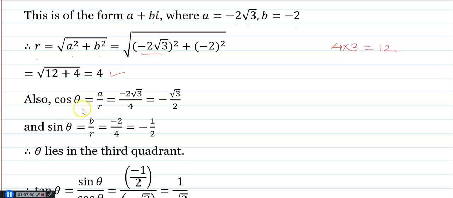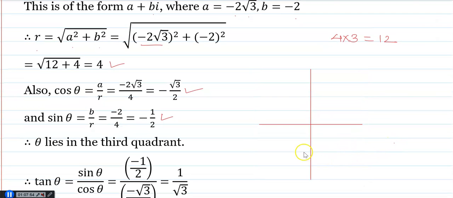Cos theta is a upon r, minus 2 root 3 by 4. You will get minus root 3 by 2. Sin theta is b upon r, and the value of b is minus 2 upon 4, which is minus 1 by 2. Both are negative. Cos and sin both are negative in the third quadrant, as in coordinate geometry. Okay, both are negative, so theta lies in the third quadrant.